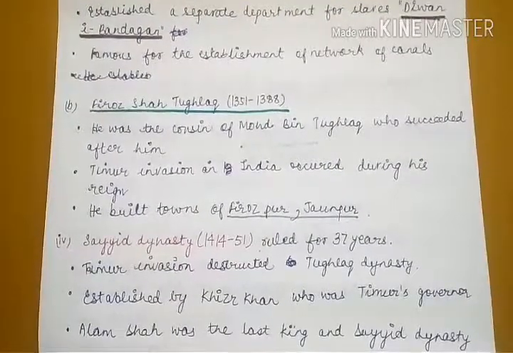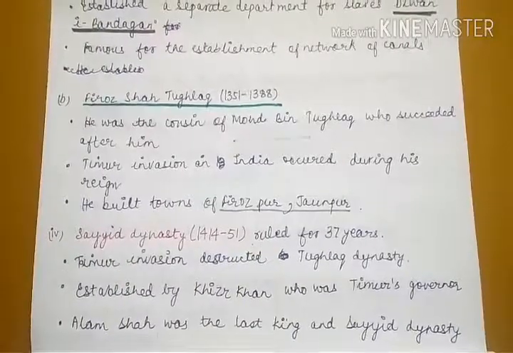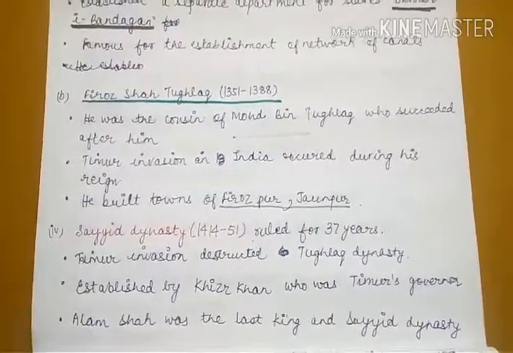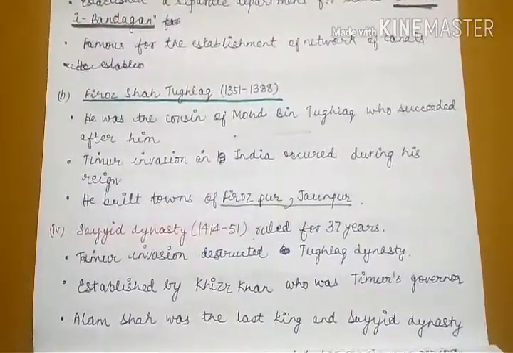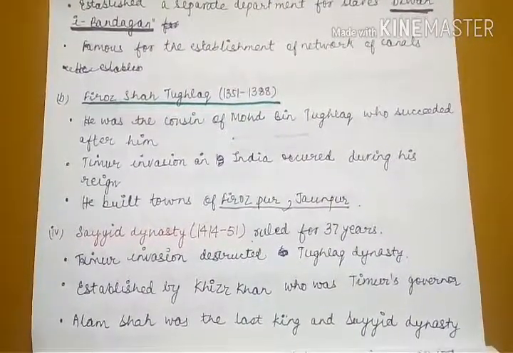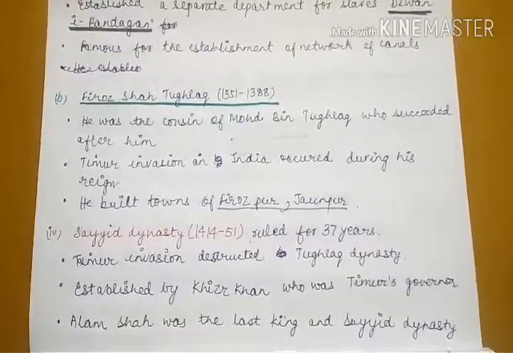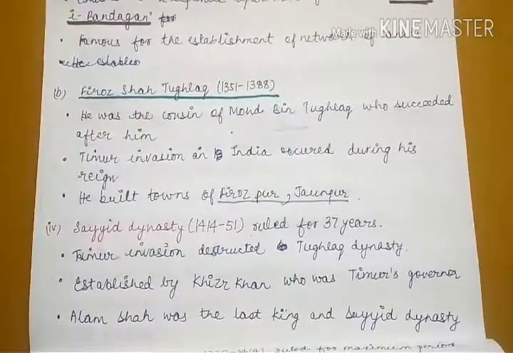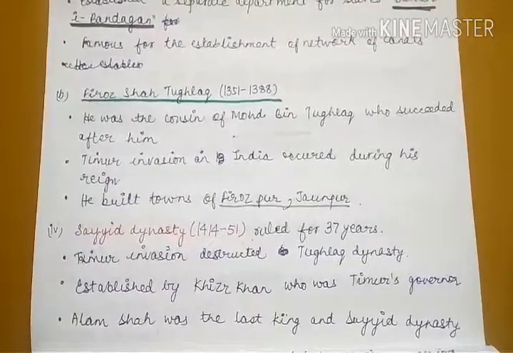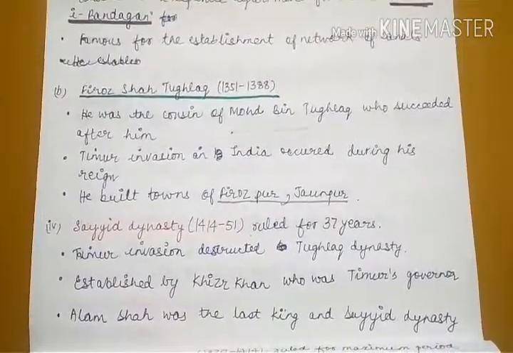The next ruler was Firoz Shah Tughlaq. His reign was 1351 to 1388. He was the cousin of Muhammad bin Tughlaq. Timur's invasion of India occurred during his reign. He built the towns of Firozpur and Jaunpur. By the Timur invasion, the Tughlaq dynasty was destroyed and the Sayyid dynasty was established.